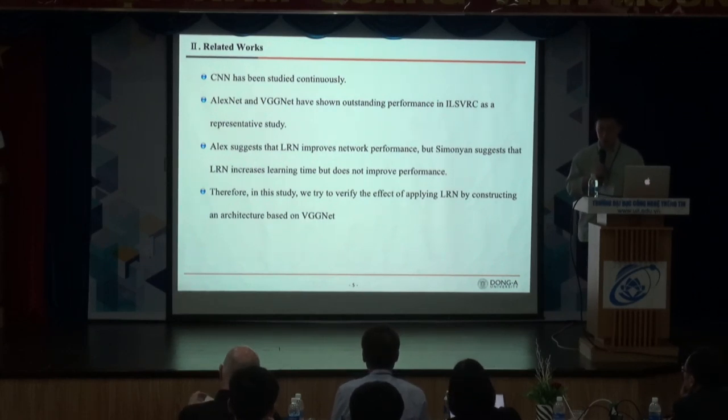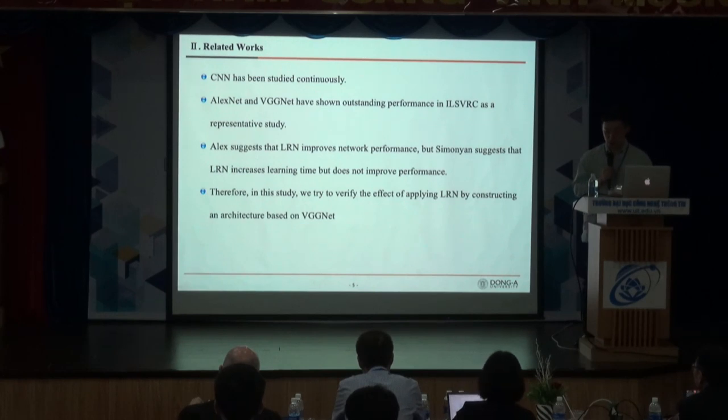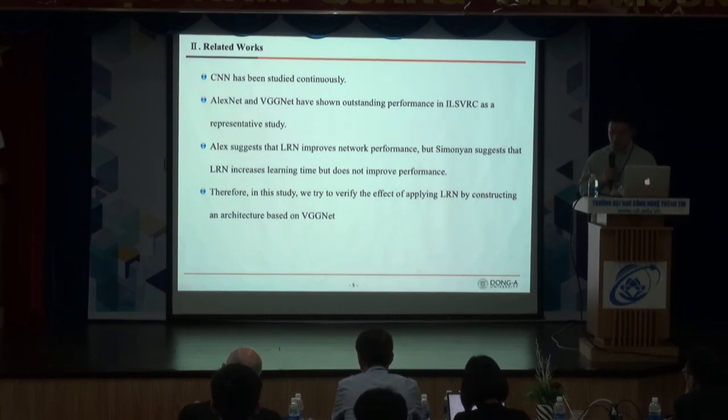And next, we will talk about related works. Until recently, there have been many studies on image classification using CNN. A typical example is AlexNet and VGGNet, which performed well in the ImageNet Large-Scale Visual Recognition Challenge. In both studies, however, the claim for LRN is different. Alex suggests that LRN improves network performance, but Simonyan suggests that LRN increases learning time but does not improve performance. However, there are insufficient studies to verify the effect of LRN. Therefore, in this study, we try to verify the effect of applying LRN by constructing an architecture based on VGGNet.